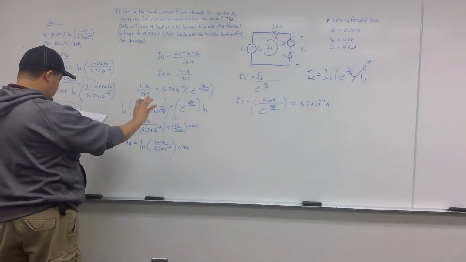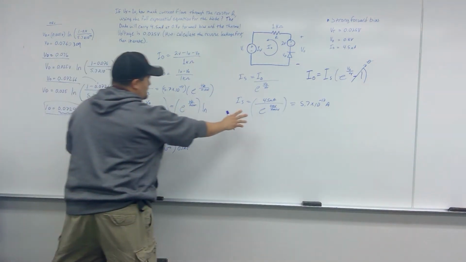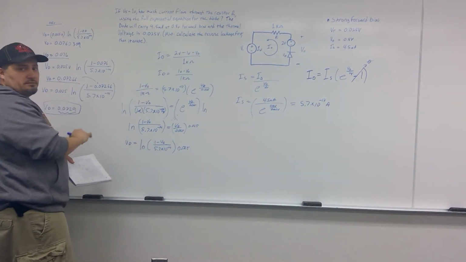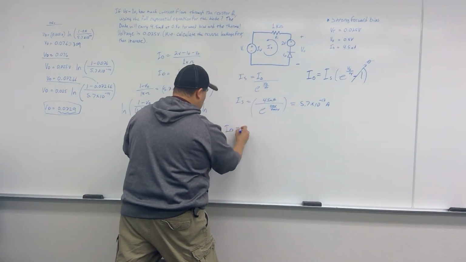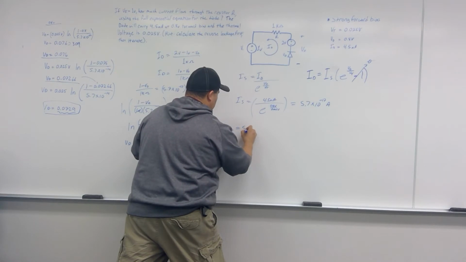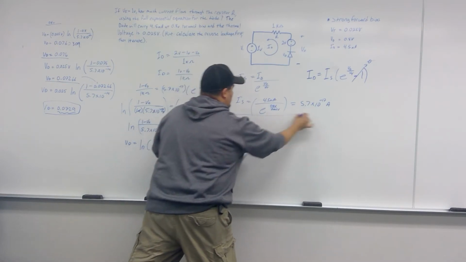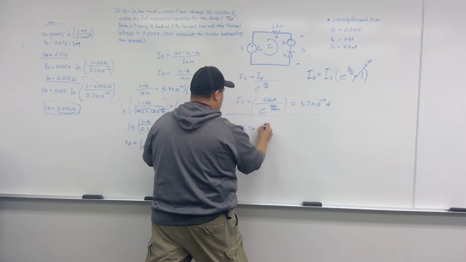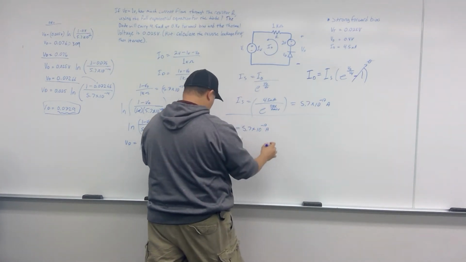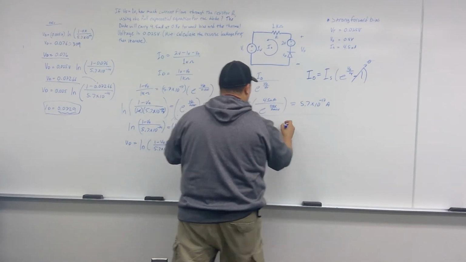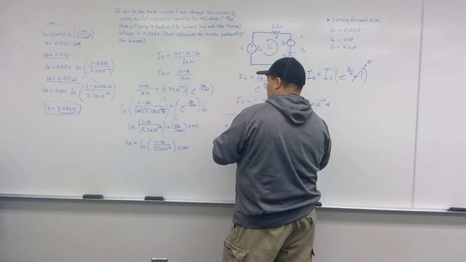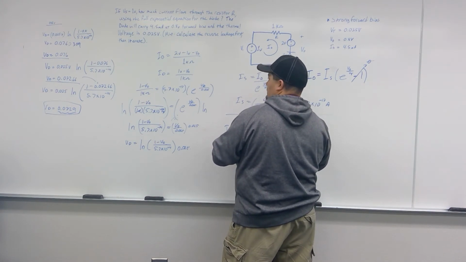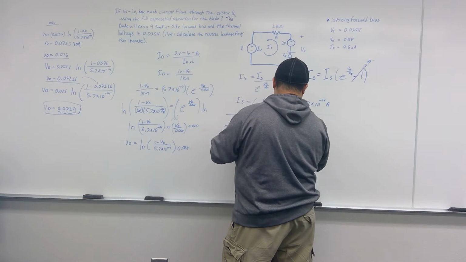So now we can go back to find our ID by using our main equation over here. I'm going to try to fit it in this corner here. So now we got the ID is equal to our IS, which is 5.7 times 10 to the negative 17 amps, and then times our e to the power of our VDD that we found, which is 0.0729 over our thermal voltage, 0.025.